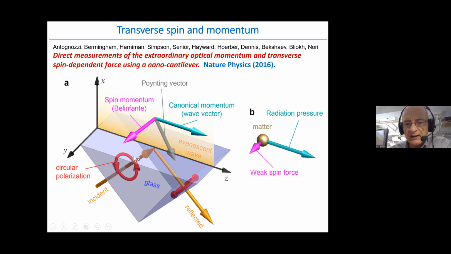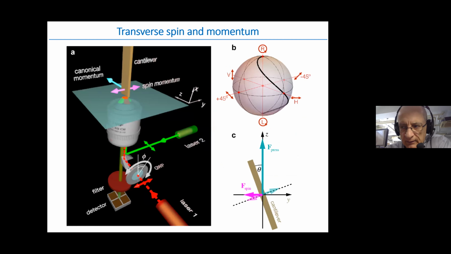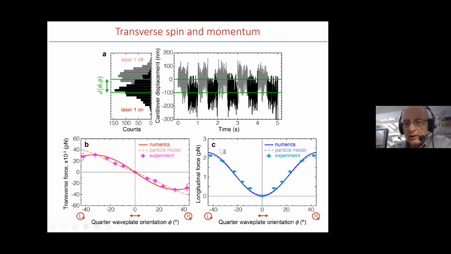So there is the light incident here, bouncing here. There is the radiation pressure in the longitudinal direction. There is a weak spin force, perpendicular one. So they're measuring the blue one and the pink one, which is much smaller, about 100 times smaller. With the cantilever, they can measure the blue one, which is the standard one, and the pink one, which is the spin momentum. The blue, the standard one, is piconewtons, and the pink one is about 100 times smaller, and we can do a theory-experiment comparison, a good comparison.